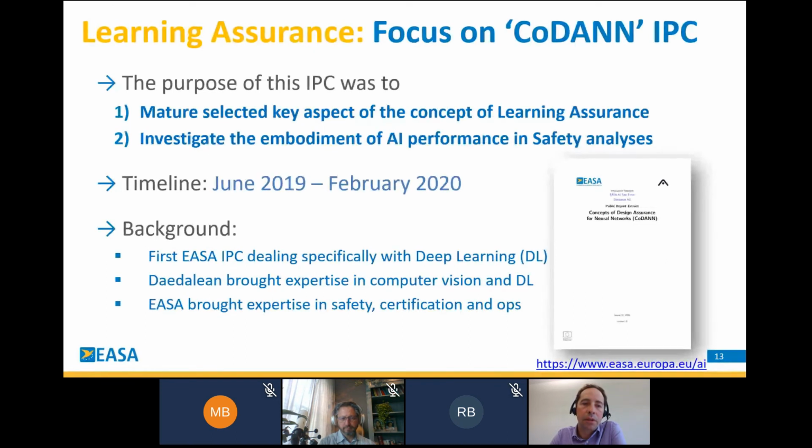We did this exercise over the period June 2019 to early February this year. To provide you a bit more context, it was the first IPC, the Innovation Partnership Contract from EASA, that dealt specifically with deep learning. Daedalean brought their expertise in computer vision and deep learning, and we brought ours in safety, certification, and operations.